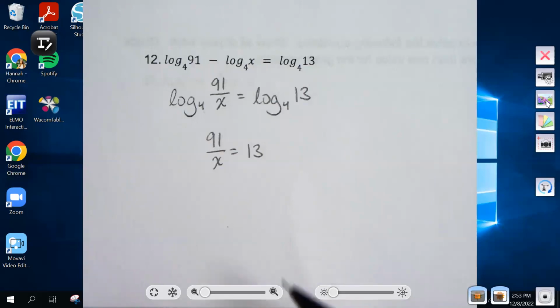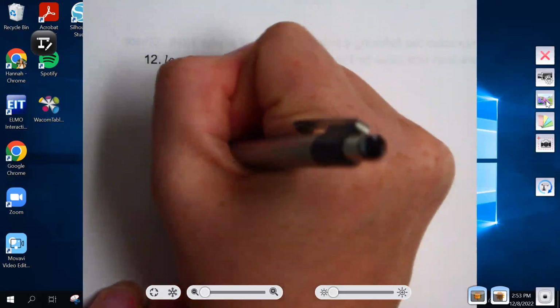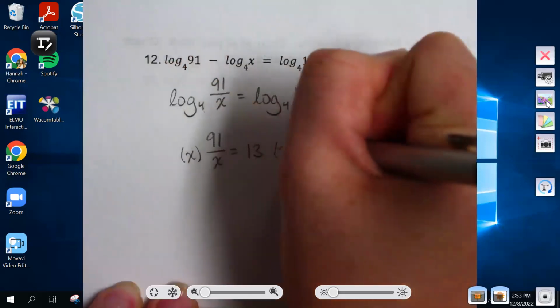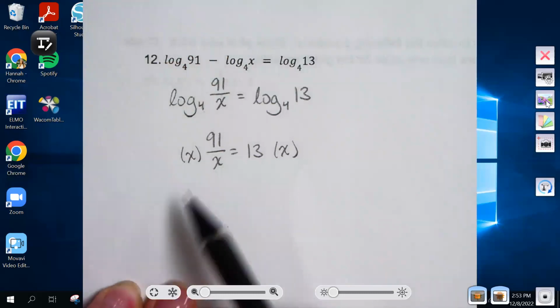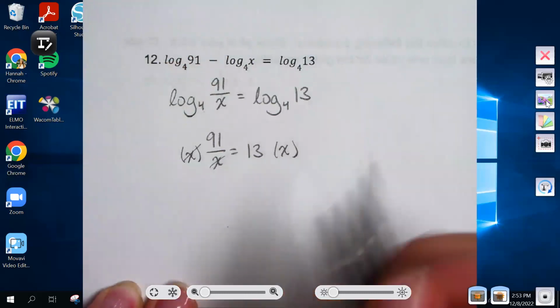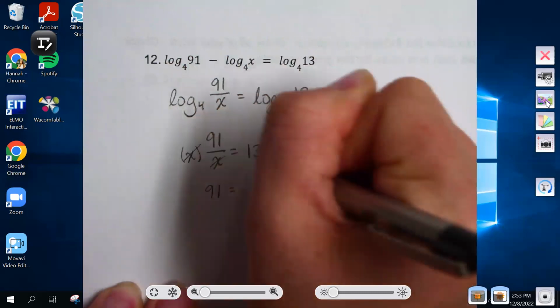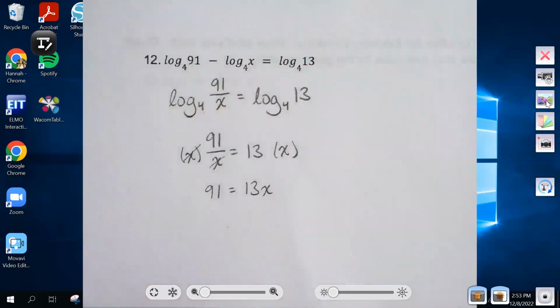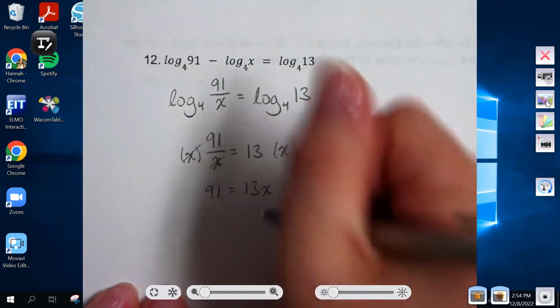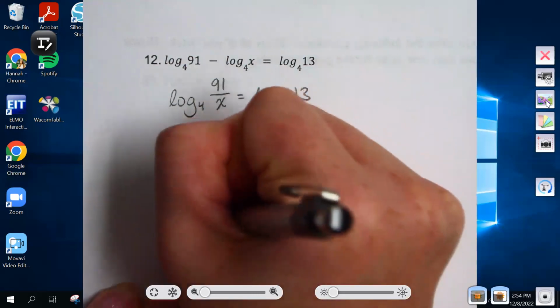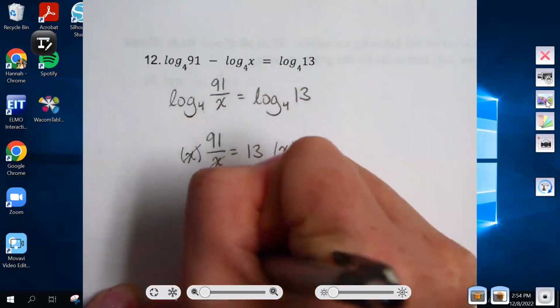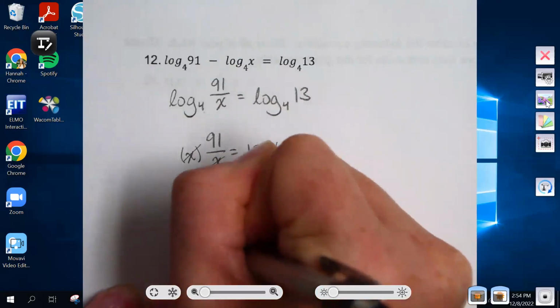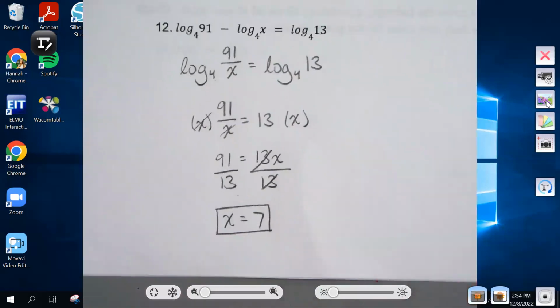Okay, so now we just need to solve for X. We need to get rid of the fraction. To get rid of any fraction, you're going to multiply both sides by the denominator. So the X's will cancel and leave us with 91. 13 times X is 13X. Then we just need to divide both sides by 13 to get X by itself. 91 divided by 13 is 7, so X equals 7. Questions on numbers 9 through 12?